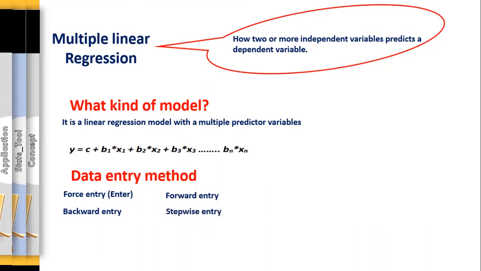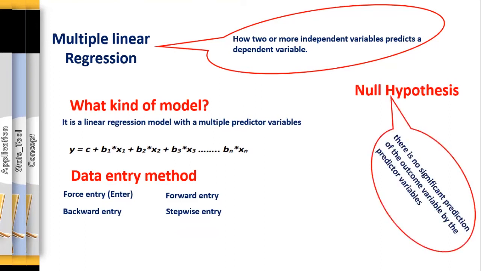Now, the last one is the stepwise entry. The stepwise entry is quite similar to the forward entry. However, in this case, the model is constantly assessed to see whether there are any redundant predictors that could be removed. These are the main methods with which we can enter the predictor variables that we are trying to assess their correlation or their regression with the outcome variable of interest.